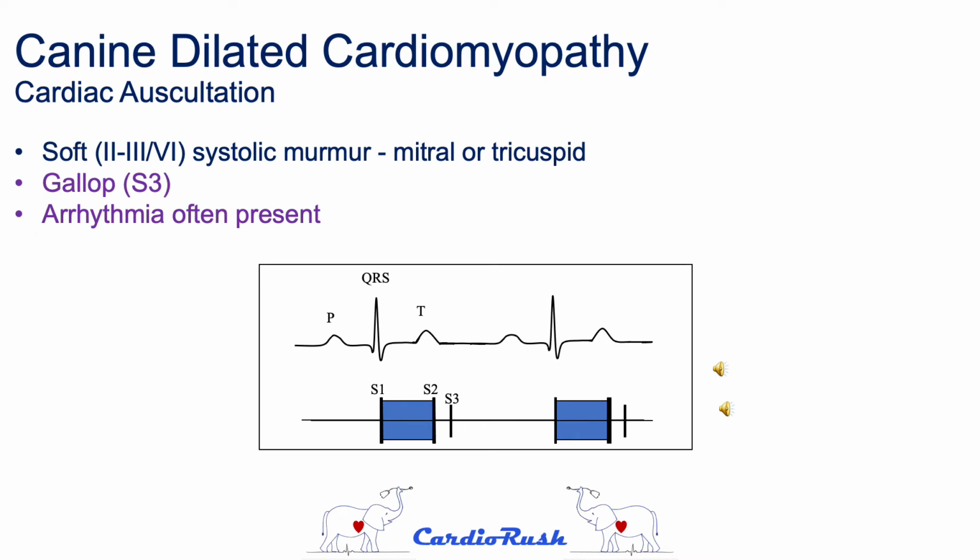Cardiac murmurs can be heard in dogs with dilated cardiomyopathy. Often a soft 2 to 3 out of 6 systolic murmur can be noted over the mitral or tricuspid valve location as a result of mitral or tricuspid regurgitation. An S3 gallop may also be noted as a result of altered cardiac filling. A number of animals may also develop cardiac arrhythmia. Arrhythmias such as ventricular arrhythmias or atrial fibrillation may be noted.